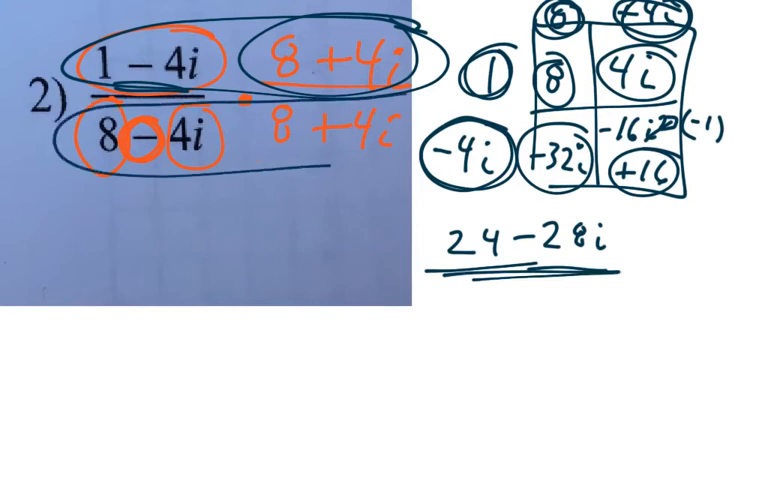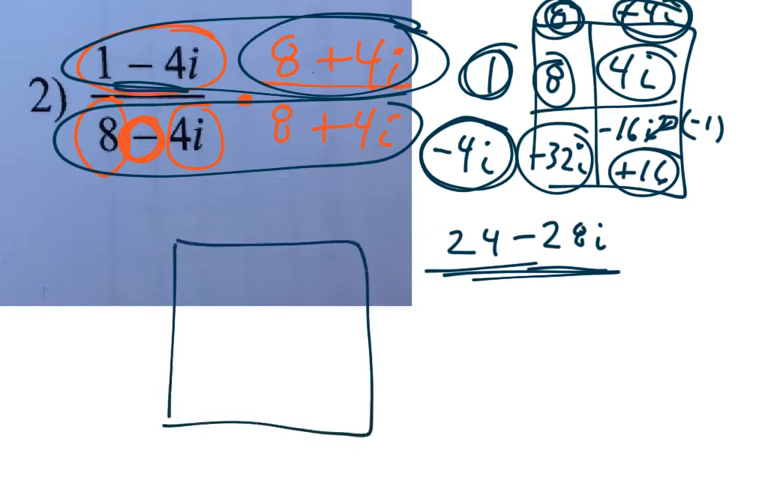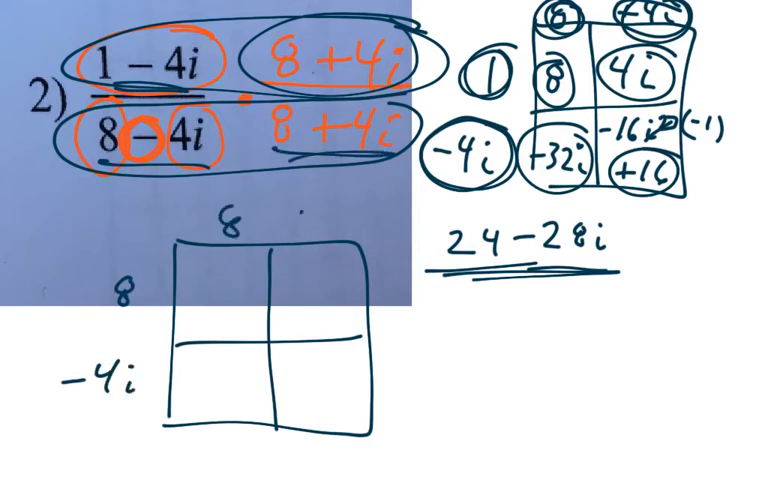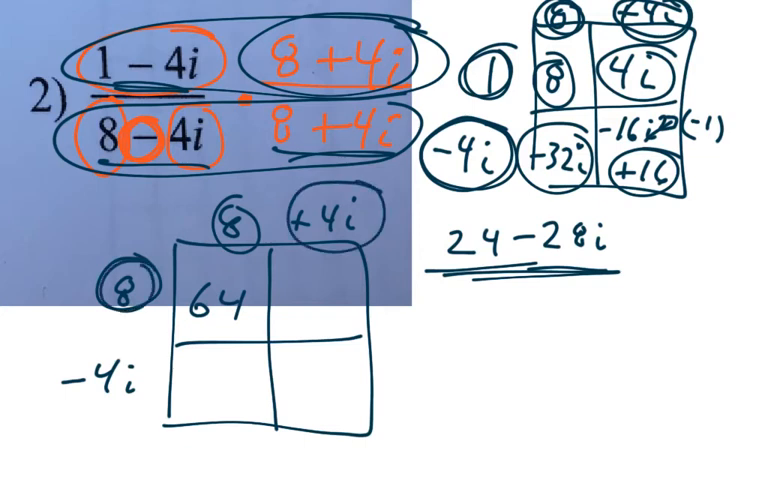Now let's do the denominator using the area model here. Let me make that a little bit neater. Here we go. Much better. So we're going to take 8 minus 4i, and we're going to times that with 8 plus 4i. It's the conjugate, right? So 8 times 8, 64. 4i times 8, 32i. 8 times minus 4i, negative 32i.